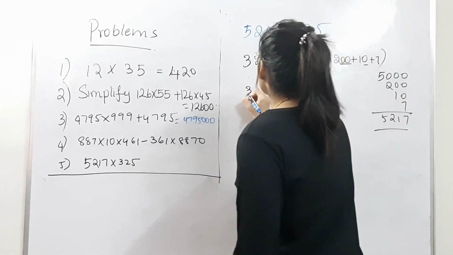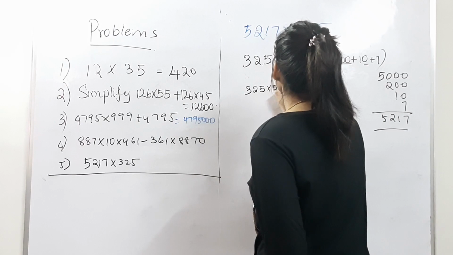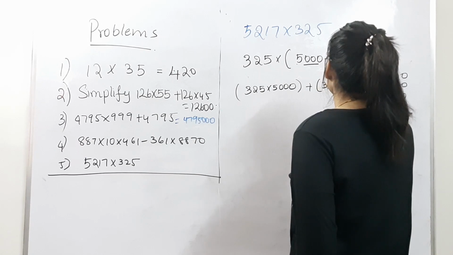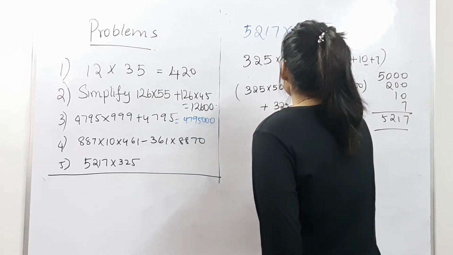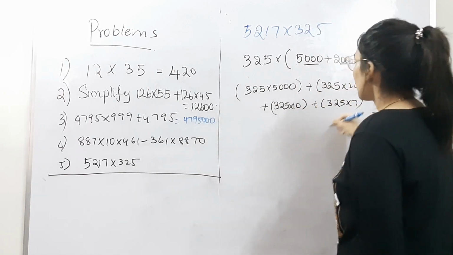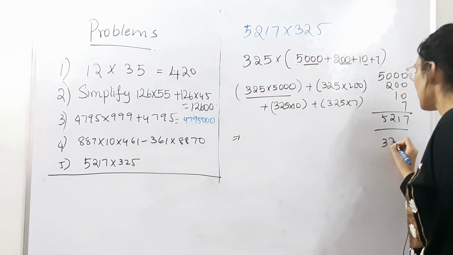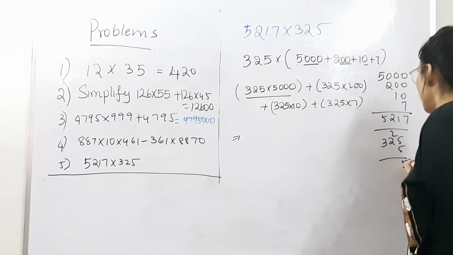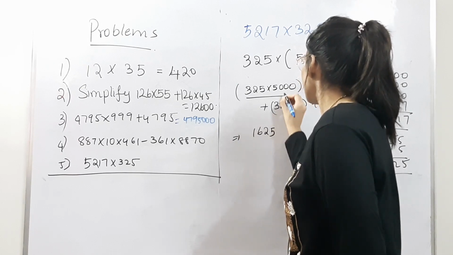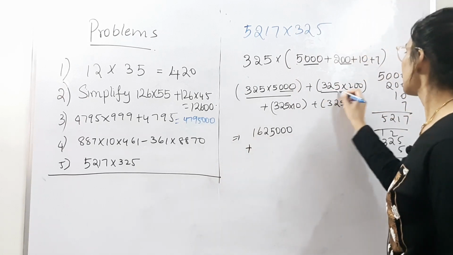So after the distributive property, we'll get this as 325 into 5000 plus 325 into 200 plus 325 into 10 plus 325 into 7. So this is nothing but, let's try to get the answer of this. What is 325 into 5? So it is 25, it is 12 and this is 16. So it is nothing but 1625 into 3 zeros. 1, 2, 3. Okay. Plus, what is 325 twos are?